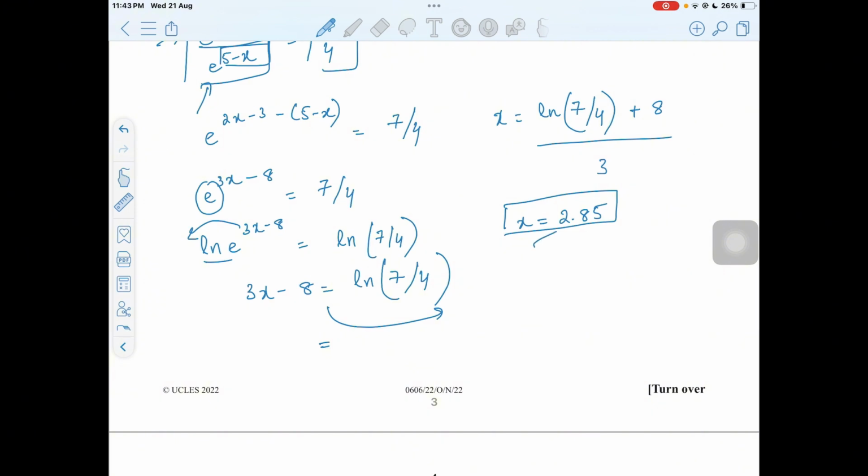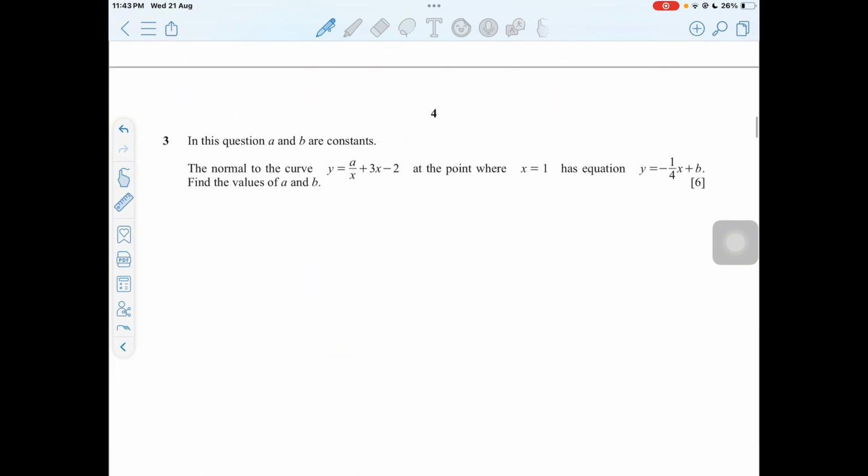Right. Now moving on, we have our question 3, I guess. Yes, question 3. We don't have any parts over here. Question 3. In this question, a and b are constants. The normal to the curve this at the point x equals 1 has equation this. Find the values of a and b. Right. So we are given the equation of the curve at point x equals 1.